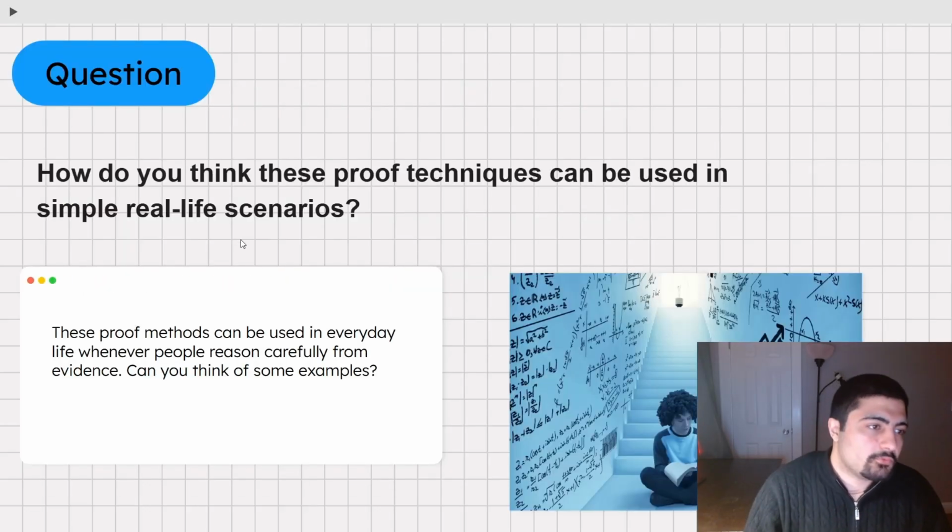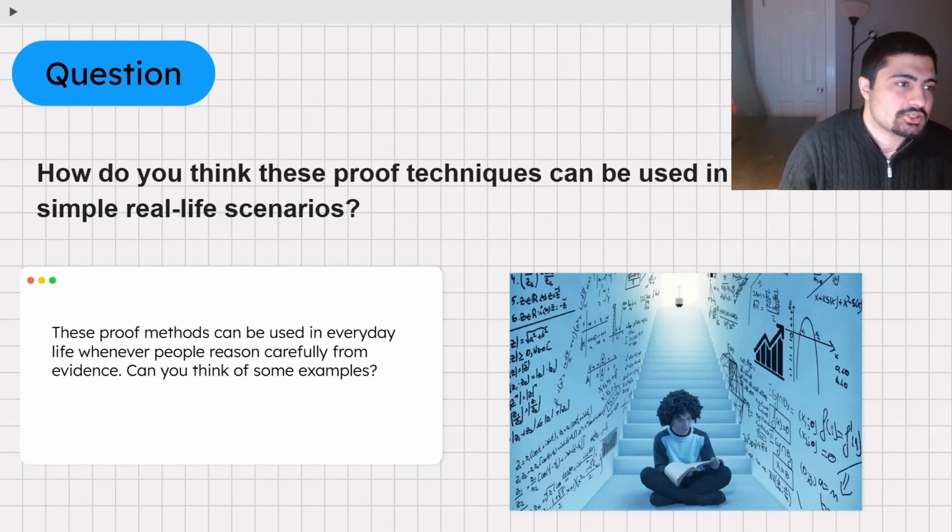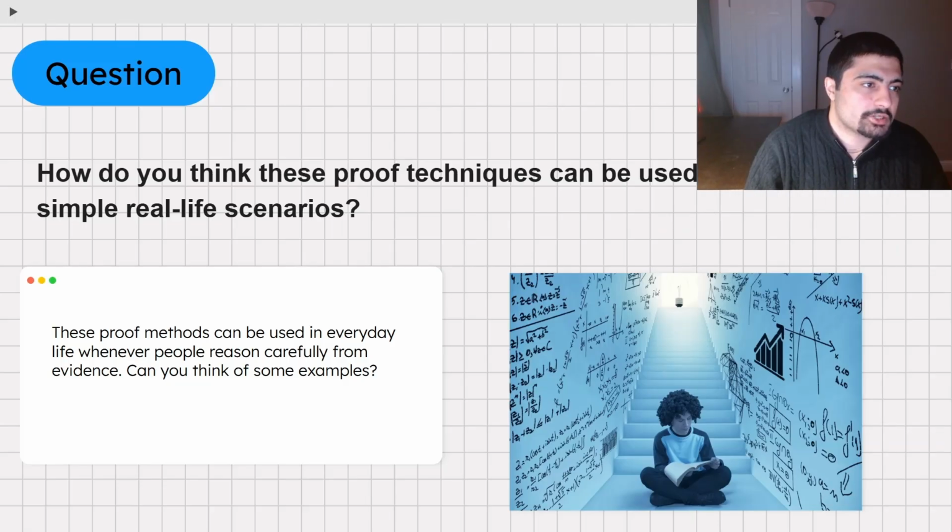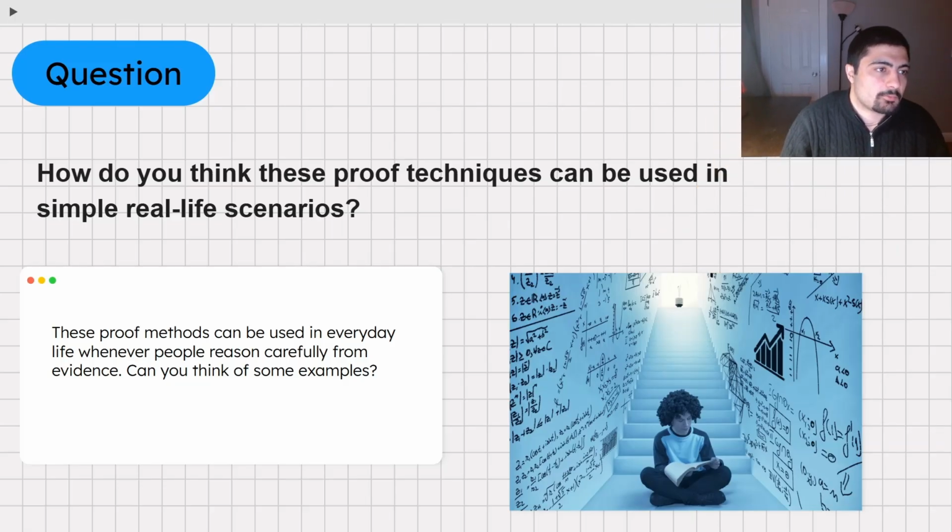So before I finish this presentation, I'd like to ask some questions that were kind of mentioned in this presentation. How do you think these proof techniques can be used in simple real-life scenarios? These proof methods can be used in everyday life whenever people reason carefully from evidence. Can you think of some examples? I invite you to think, first of all. Please pause this video and think about it.